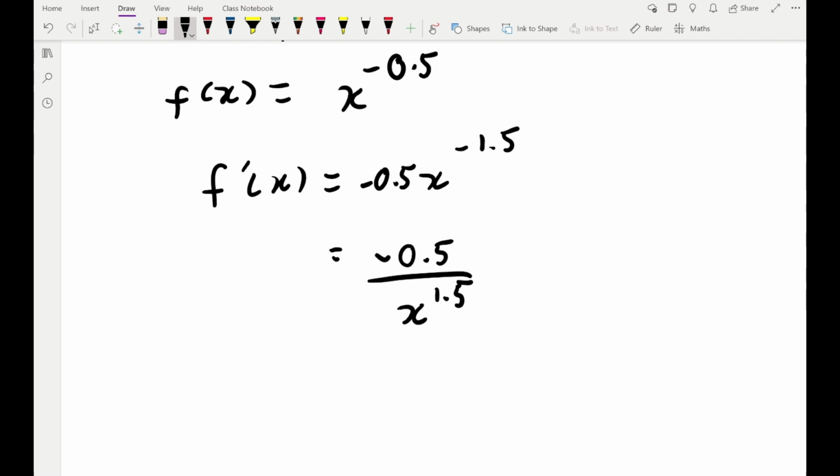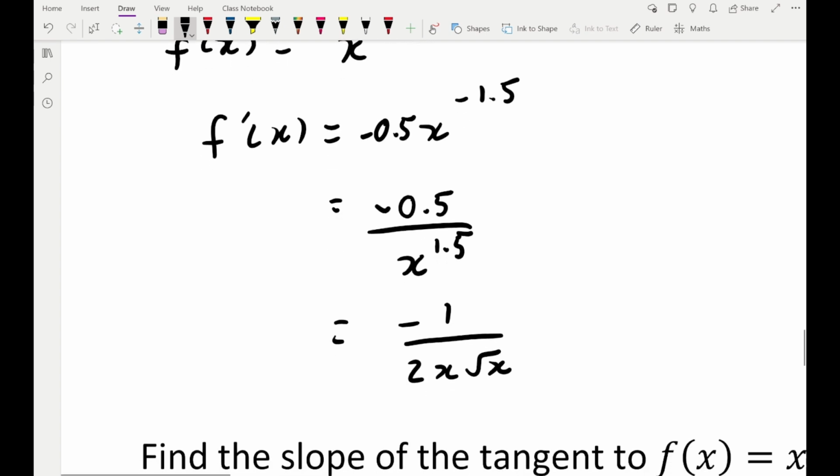And if you want to get really fancy with fractions and simplifications, it all ends up being this. So minus 0.5 is minus a half. That's where that bit's come from. And if I want x to the 1.5, that's x to the 1 times x to the 0.5. We know x to the 1 is just x, and x to the 0.5 is root x. So that's where that bottom bit comes from.